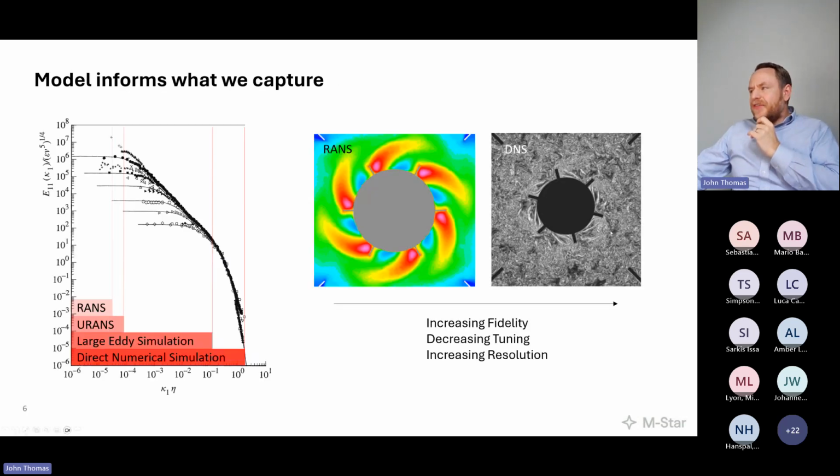Okay, so foundationally, this is what we're going for today: a full resolution of all the structures, or maybe some subgrid modeling, and understanding the transition between the two. I'm not talking about RANS.